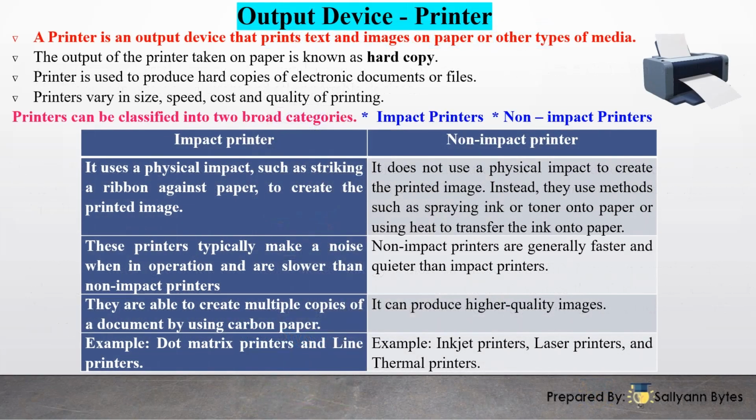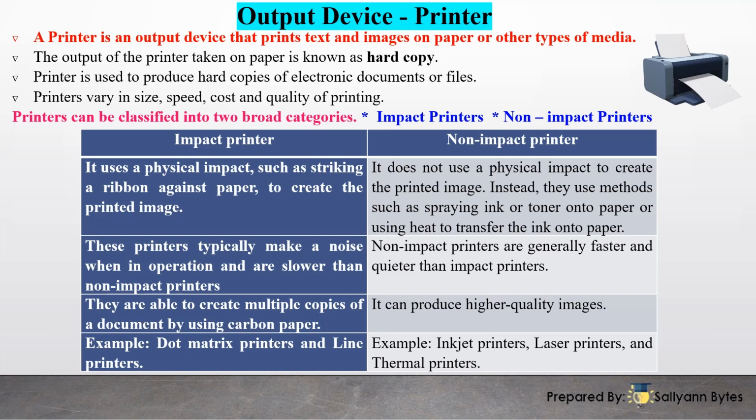Printer. A printer is an output device that prints text and images on paper or other types of media. The output of the printer taken on paper is known as hard copy. A printer is used to produce hard copies of electronic documents or files. Printers vary in size, speed, cost, and quality of printing.